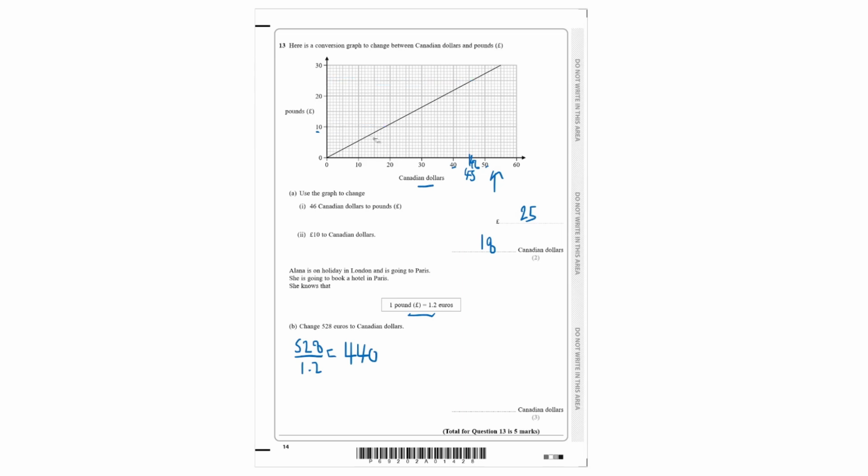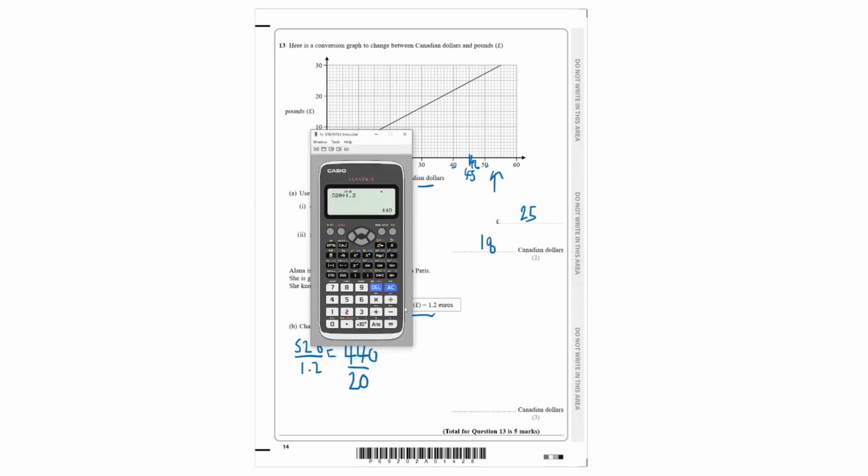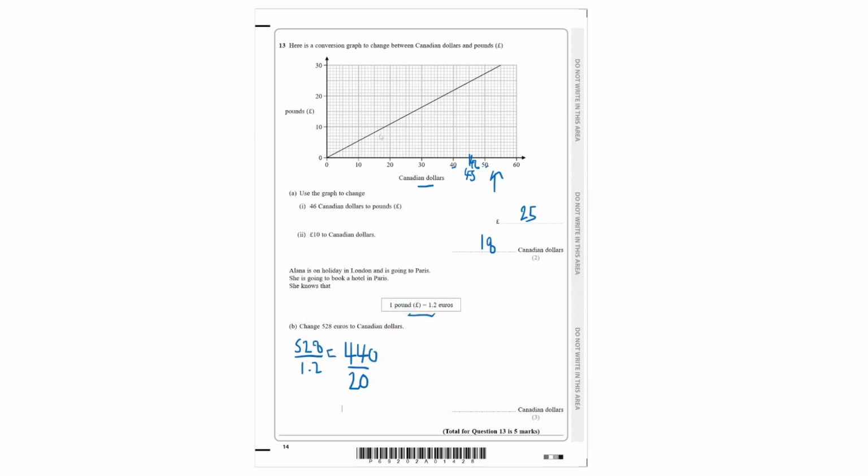First off, we can divide 440 by 20, and we can see that 440 divided by 20 gives us 22. The reason we're doing this is because we're trying to make it fit within the graph. This is merely an estimate. So 440 divided by 20 gives us 22 right here, 22 pounds. If we can find out what that value is, if we draw a line perpendicular and perpendicular again, we can see that it is roughly 40 Canadian dollars.